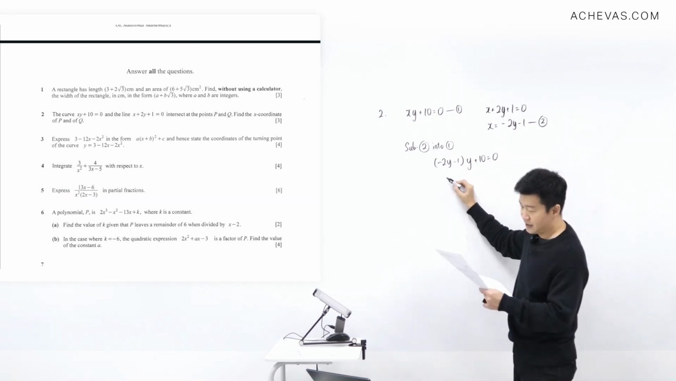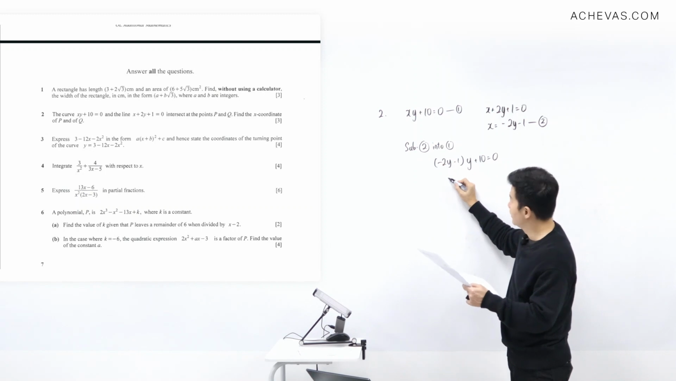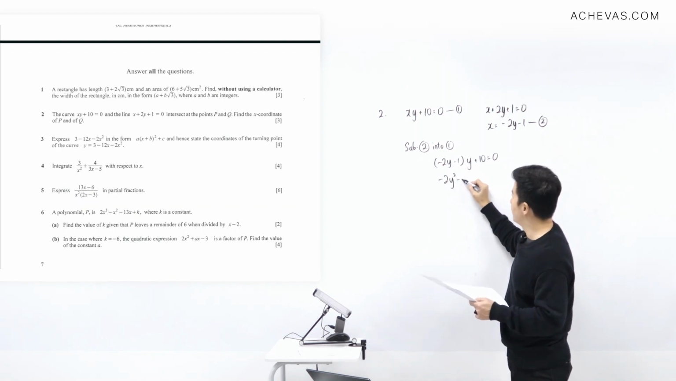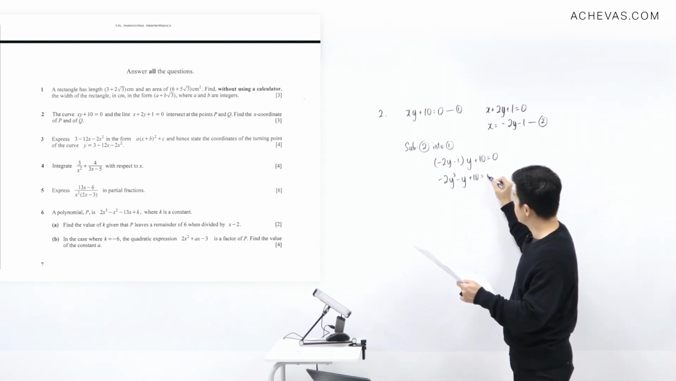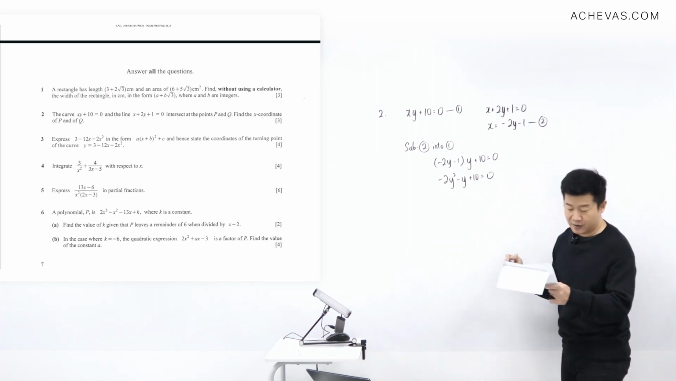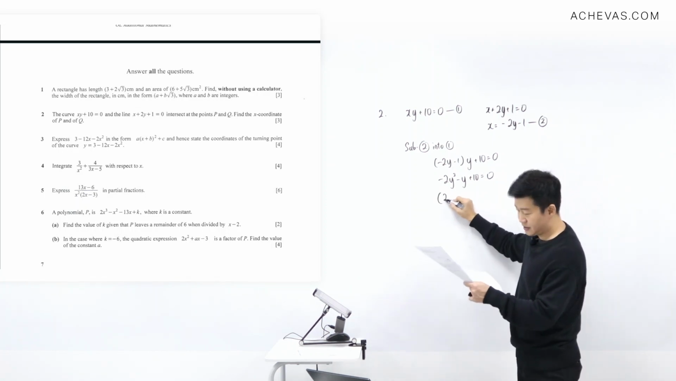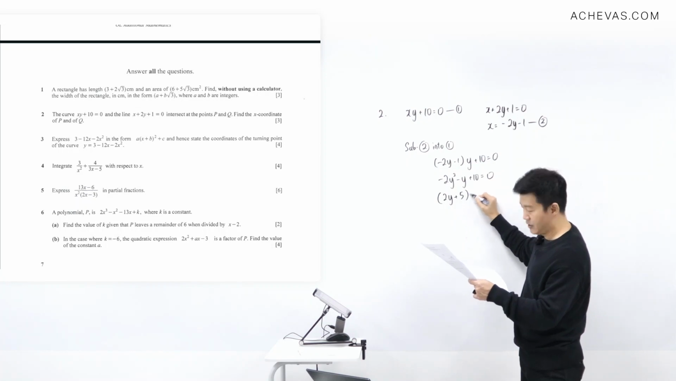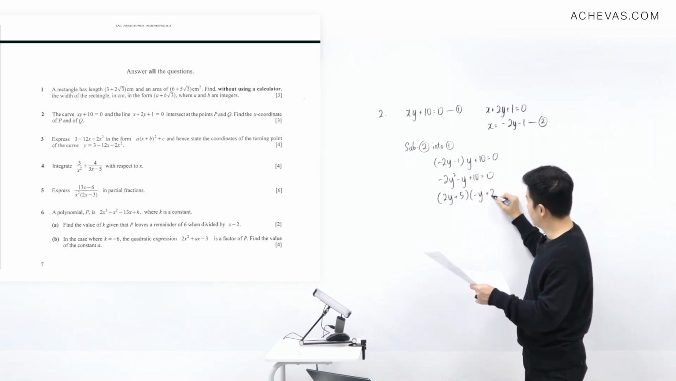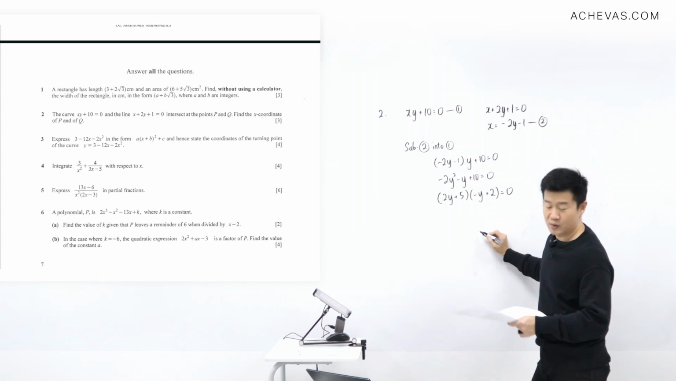Let's expand this. Expanding this, we are going to be getting minus 2y squared minus y plus 10 is equal to 0. We can factorize this. Factorizing this gives us 2y plus 5 multiplied by minus y plus 2 is equal to 0.